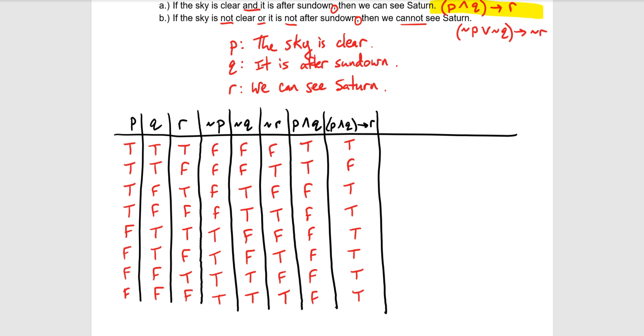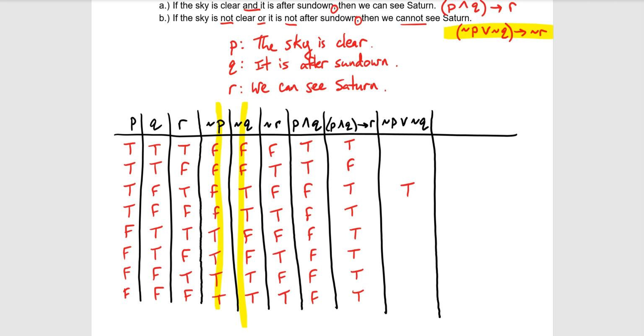Okay, so now let's do it for the second statement, for that conditional. We only have 2 more columns. We have to do the parentheses first, not P or not Q. And then the last column is going to be the answer column for that one. So we're looking at the negations, not P, not Q. We're doing a disjunction, so it's going to be true when at least one of them is true. That's going to be case 3, 4, 5, 6, 7, 8. They're only both false in case 1 and 2, so those are both going to be false.